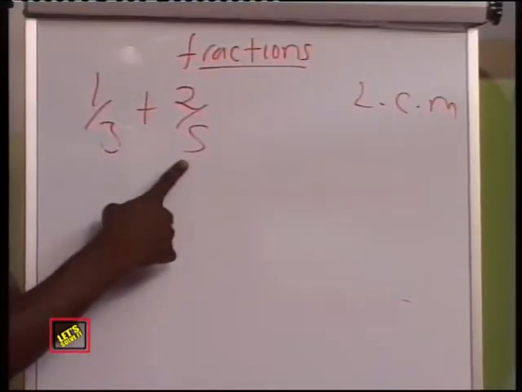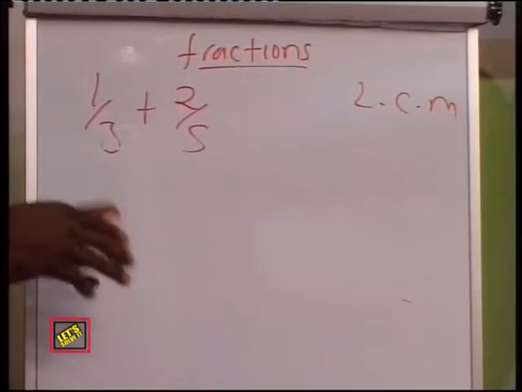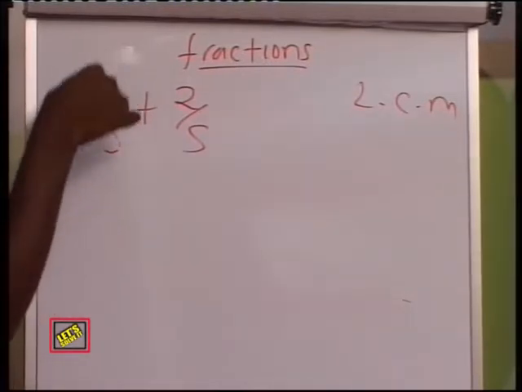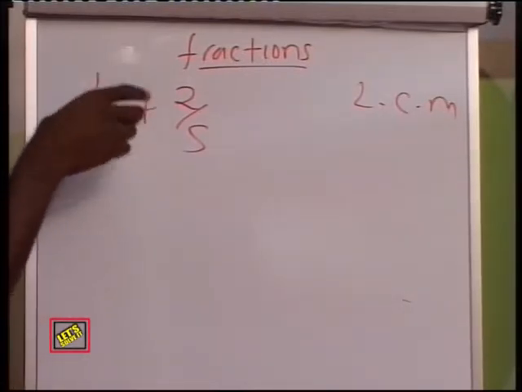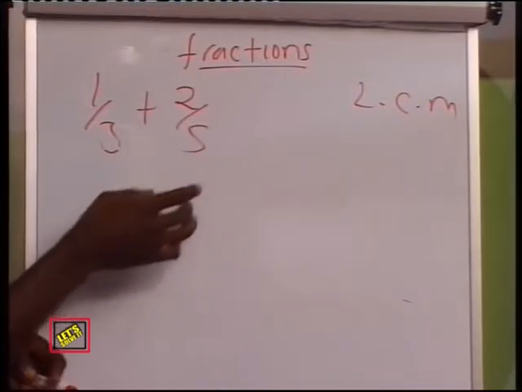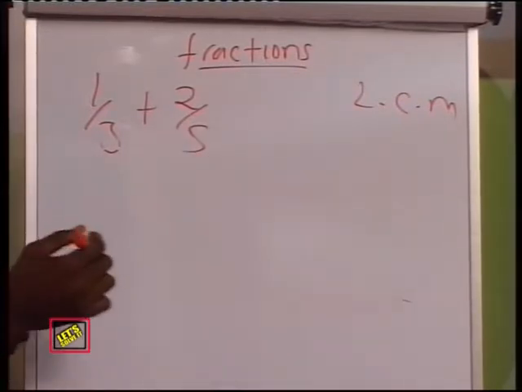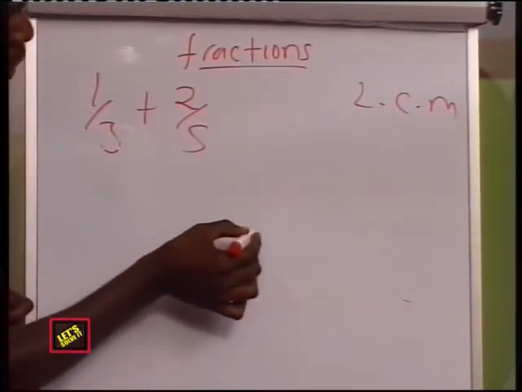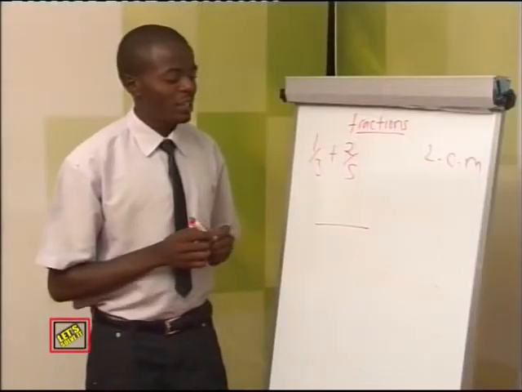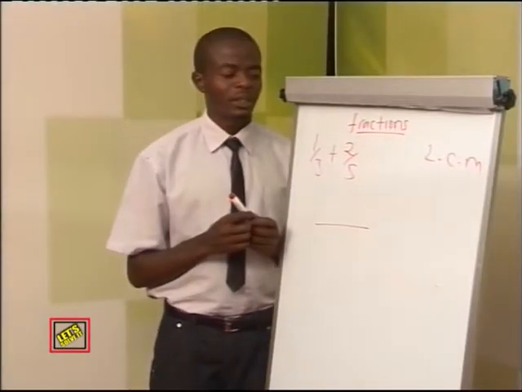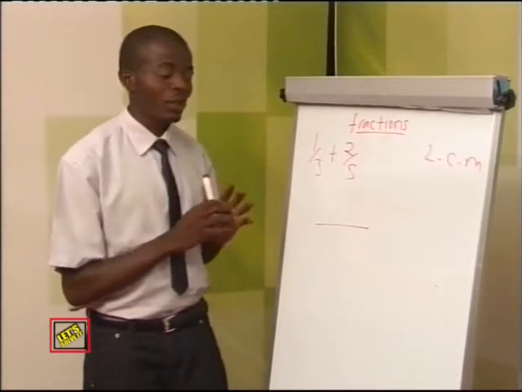In this case it's 5, so we can divide 5 into 5 without leaving a remainder. But can the 3 go into 5 without leaving a remainder? The answer is no. So we cannot use 5 to be the denominator. So we have to find a denominator. We draw a line there. So how do we find a denominator? Do we just guess? No, there's no guessing in mathematics.